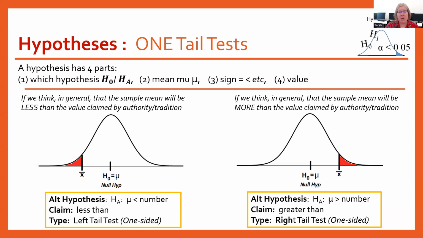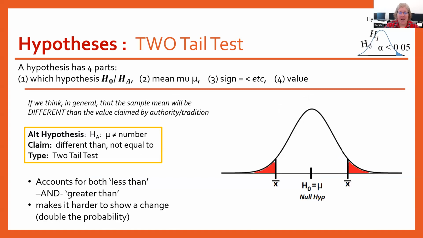If on the other hand, you think that the null hypothesis is set too low, you think the value is actually greater than that null hypothesis, then we're looking at a right tail test. So our alternative hypothesis, H with an A next to it, is that the population mean mu is greater than a number. So it's greater than that number that we used in the null hypothesis. So our claim is greater than, and we're looking at a right tail test, and this is also a one-sided test. All right, and then the last one is our two-tail test.